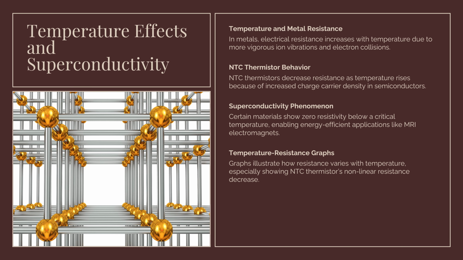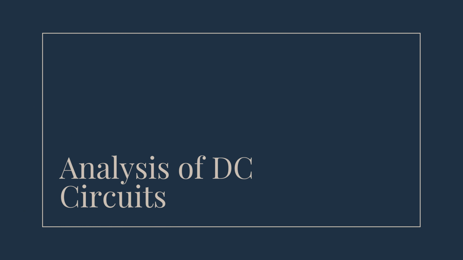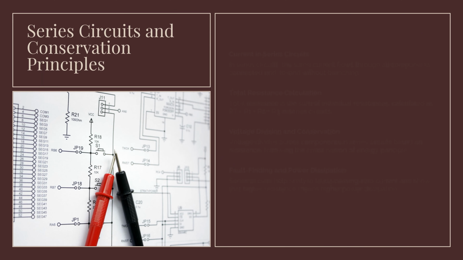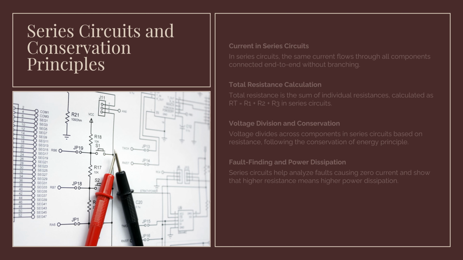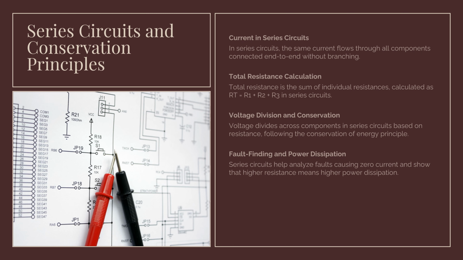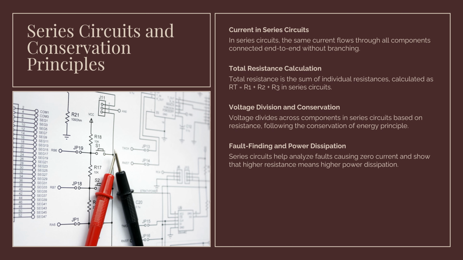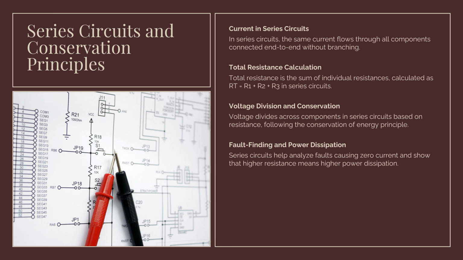Series circuits and conservation principles, parallel circuits and current distribution, Kirchhoff's laws and problem solving, cells in series and parallel. In series circuits, components are connected end-to-end so that the same current flows through each component. The total resistance is the sum of the individual resistances, expressed as RT equals R1 plus R2 plus R3. This relationship follows from conservation of energy, as the total potential difference supplied by the source is shared between components.